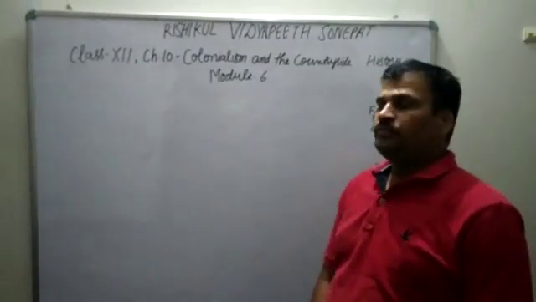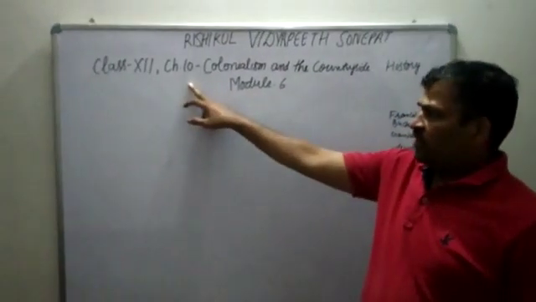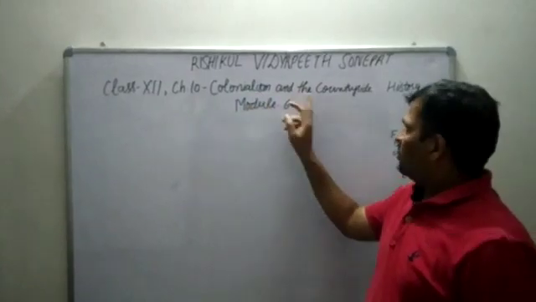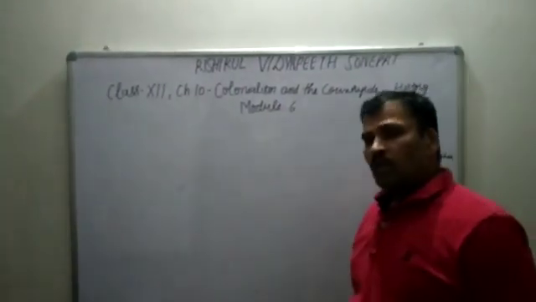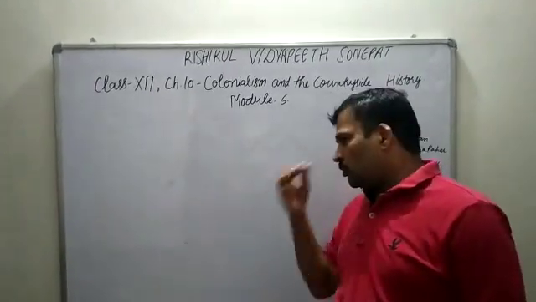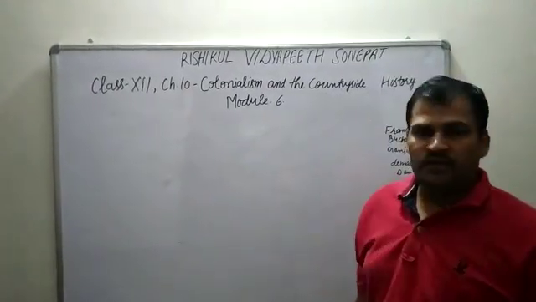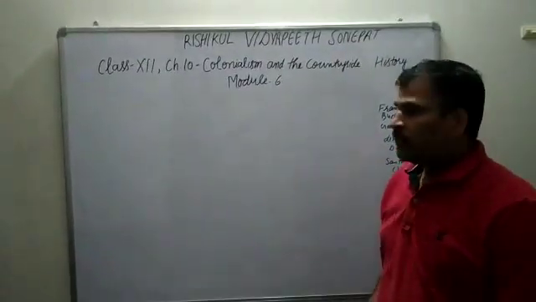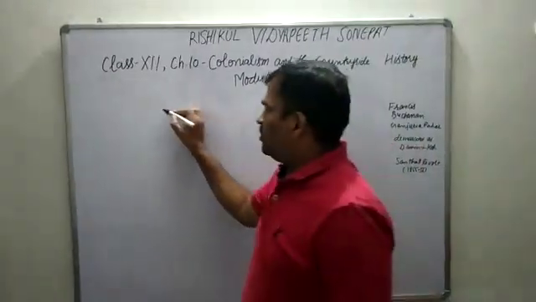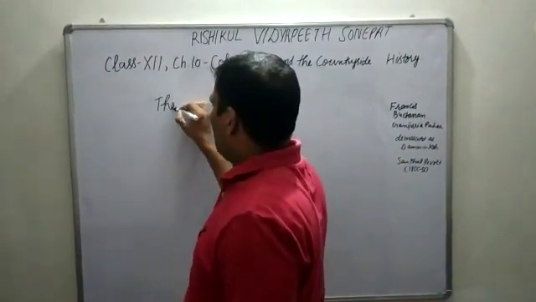Welcome to online teaching. We are discussing chapter 10, Colonialism and the Countryside. This is module 6. In the previous module we discussed the Britishers and the Pahadis, or the tribal people. Now here we will discuss the Santhals.